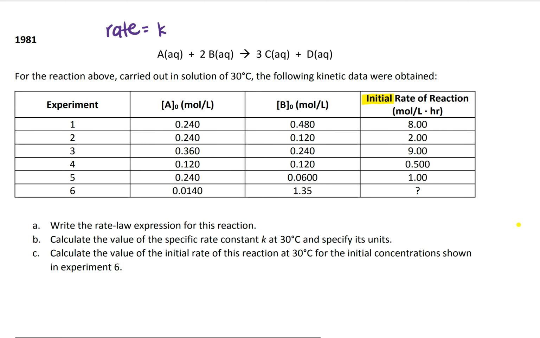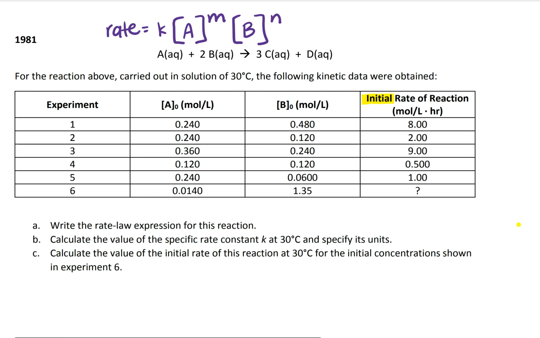baby k, your rate constant, times the concentration of reactant A raised to some unknown power, times the concentration of reactant B raised to some unknown power. Again, I do not use the coefficients from the balanced equation. We are going to determine m and n, which we call our orders, experimentally.